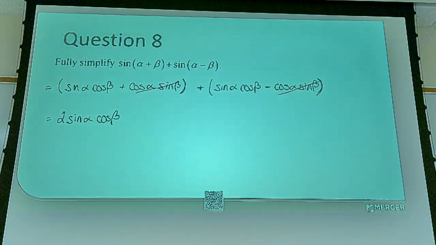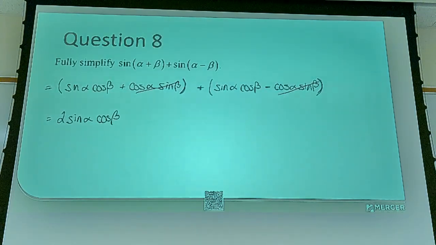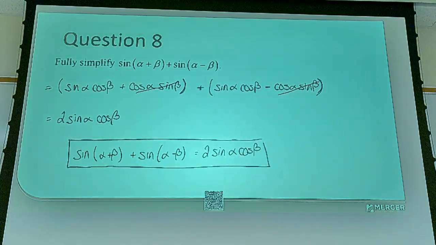By the way, this establishes an identity. Much like what we did here, although it's not really useful, we just established an identity. That would now be an identity you can use.